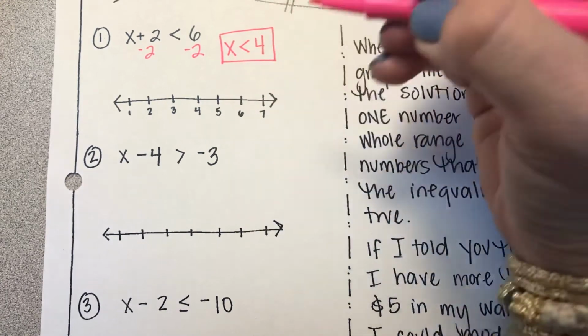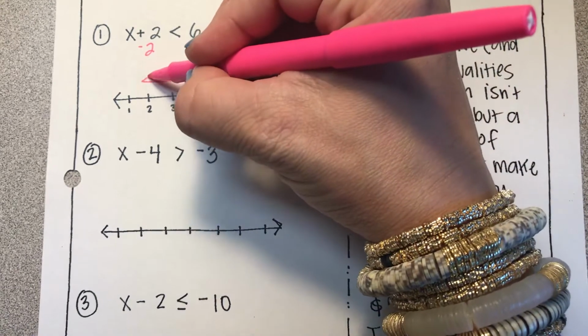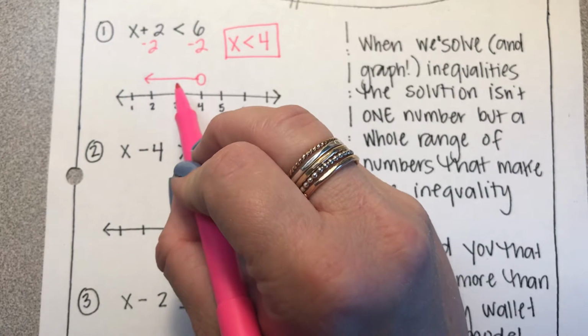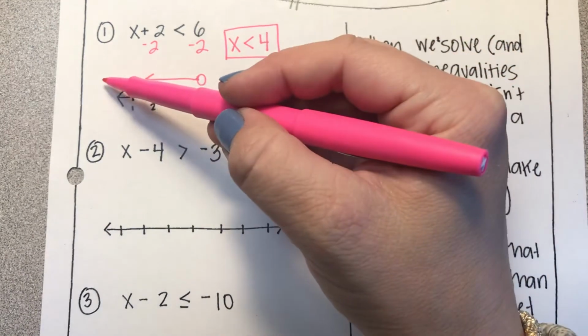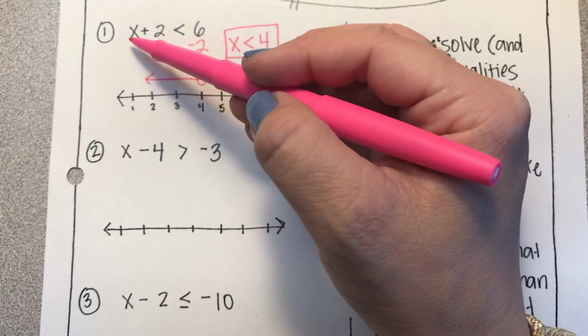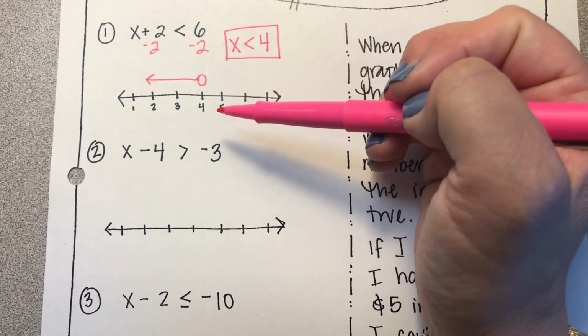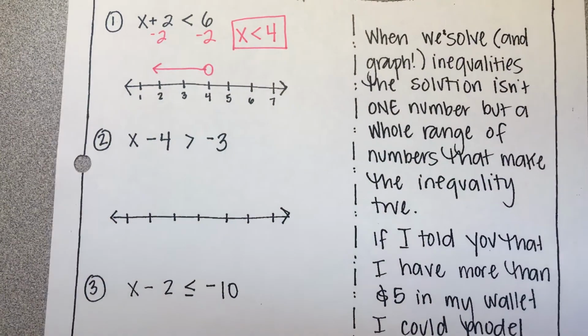And when I graph that, I'm going to put an open circle on top of 4, and I'm going to point my arrow over the numbers that are less than 4. So 3 could be the solution, 1 could be the solution, anything that's less than 4, right? Let's say I put 0 in. Is 0 plus 2 less than 6? Absolutely, right? Anything that's less than 4 is going to make this true.